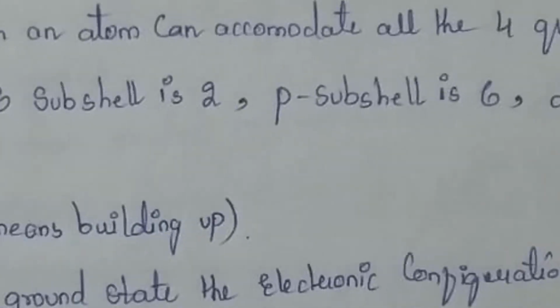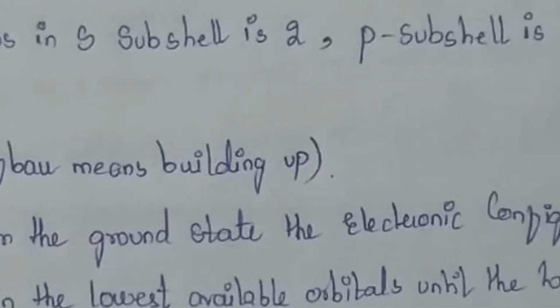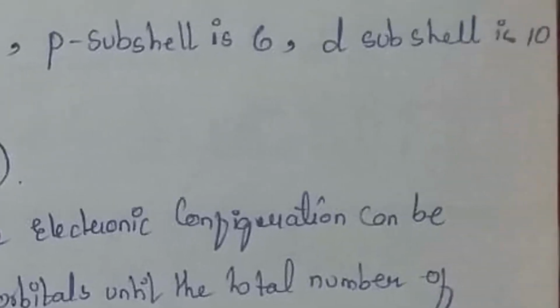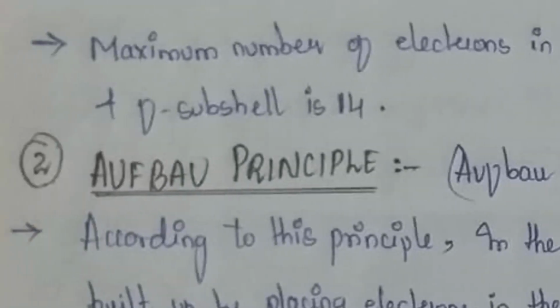They have specific values, like maximum number of electrons in s subshell is 2, in p subshell is 6, d subshell is 10 and f subshell is 14. There are specific accommodations, that is specific numbers of electrons.